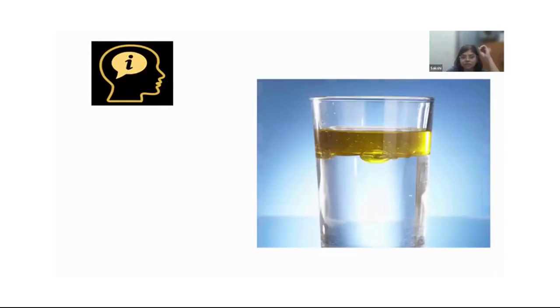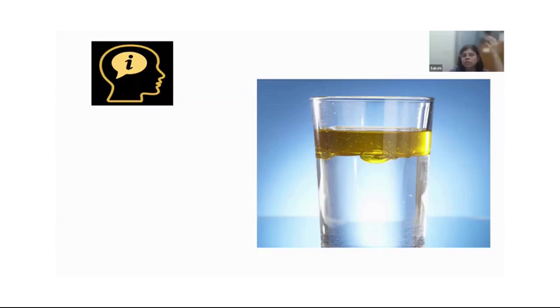Okay. Firstly, nature of the solute, right? If you try to mix oil and water, will it mix? Definitely the answer is no. Oil and water will not mix because their nature is opposite. Oil is hydrophobic in nature. Water is hydrophilic in nature. So I can say water is like a polar solvent.